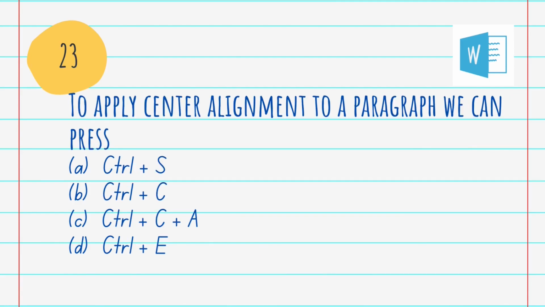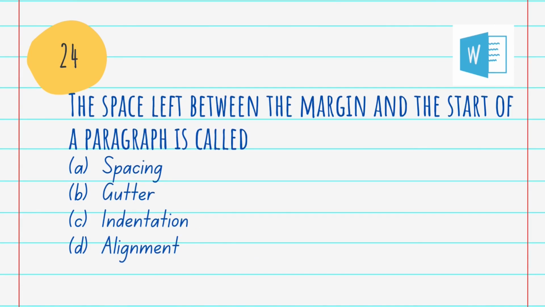Okay. Then next question. To apply the center alignment to a paragraph, we can access A, Ctrl plus S, B, Ctrl plus C, C, Ctrl plus C plus A, D, Ctrl plus E. And the answer is D, Ctrl plus E. Then question number 24. The space left between the margin and the start of a paragraph is called A, spacing, B, gutter, C, indentation, D, alignment, and the answer is C, indentation. In word processing, the word indent is used to describe the distance or number of blank spaces used to separate a paragraph from the left or right margin.